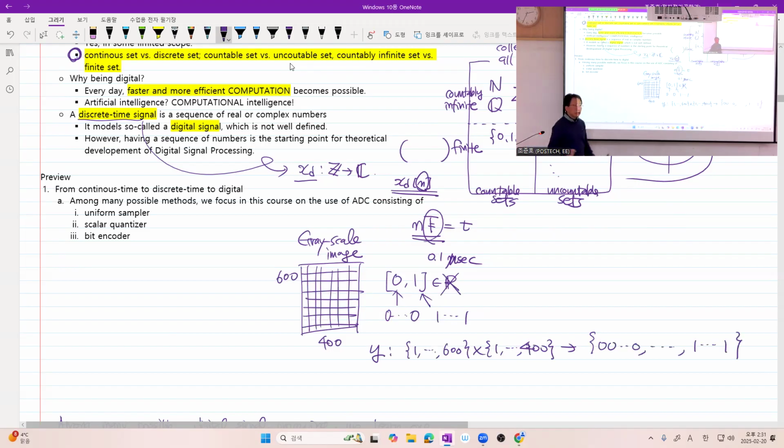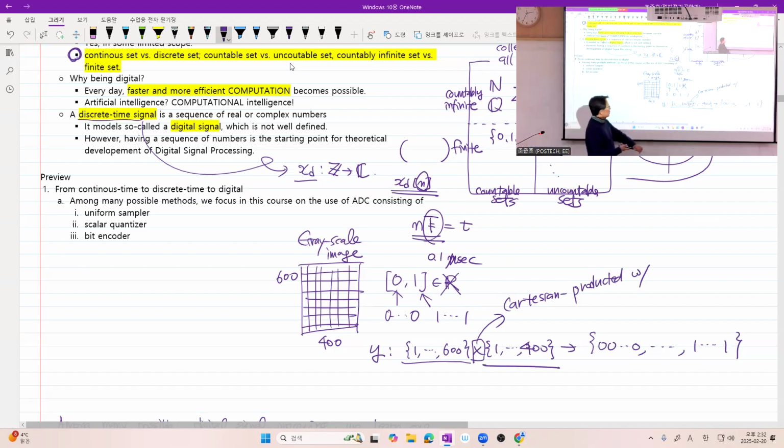Something like this. Got it? What does this mean? By the way, this cross is called cross sometimes, or you may say that the set 1 from 600, the Cartesian producted with the next set. Okay, so this is Cartesian product.